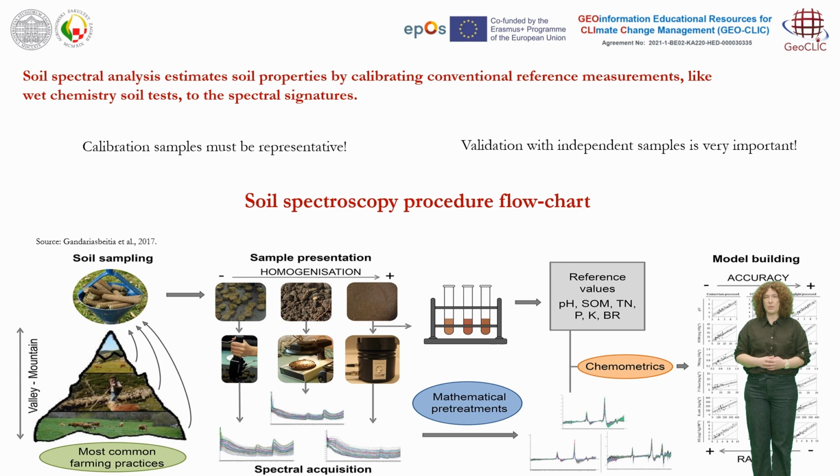As an example, we use soil spectral analysis to estimate soil properties by calibrating conventional reference measurements, like soil wet chemistry, which we do in a laboratory, to the spectral signatures we get from the sensor. Calibration samples must be representative. The sampling plan is the first and a very important step in the procedure flowchart to use soil reflectance data for building prediction models of specific soil properties of our interest.